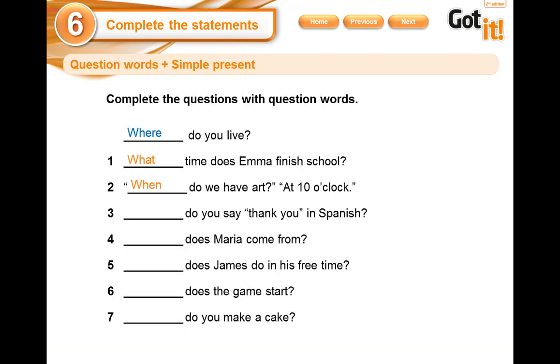Vamos a hacer unos ejercicios entonces. What time does Emma finish school? Okay. Do we have art? La respuesta exacta es 10 o'clock. When? ¿Podría ser también what time? Sí, de acuerdo. How do you say thank you in Spanish? Gracias. Come from. Where does Maria come from? ¿De dónde proviene María? What does James do in his free time? What? ¿Qué hace pues en su tiempo libre? When does the game start? También puede ser what time. Perfecto. How do you make a cake? ¿Cómo prepara usted un cake?